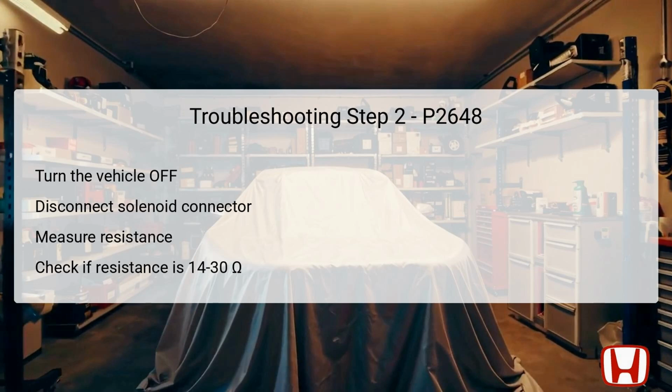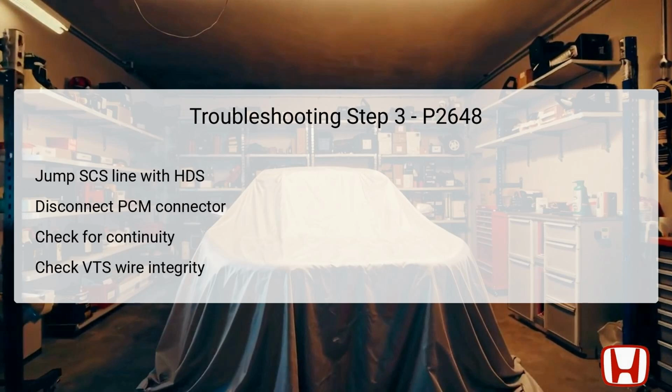The expected resistance value at room temperature should fall between 14 and 30 ohms. If the resistance falls within this range, it suggests that the solenoid itself is functioning correctly, and you may proceed to the next step in troubleshooting. However, if the resistance value is outside this range, this indicates that the rocker arm oil control valve is likely defective and will need replacement.